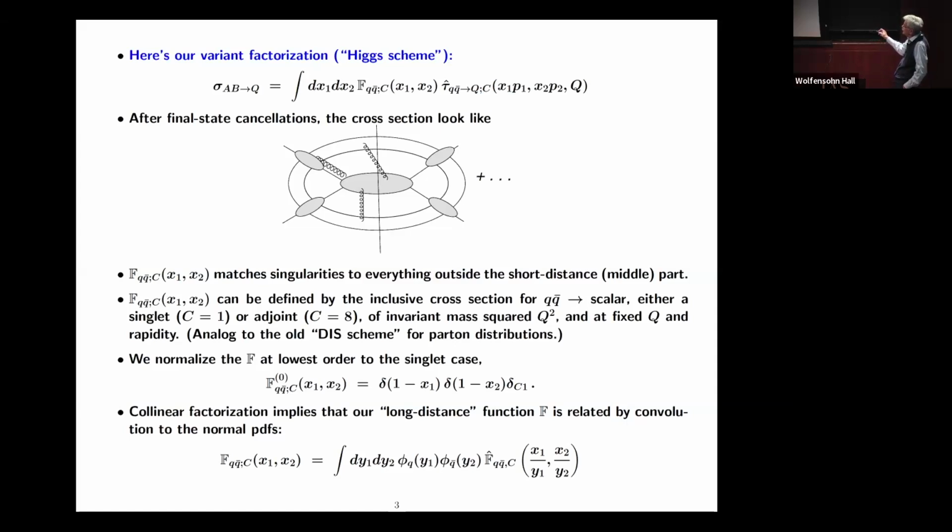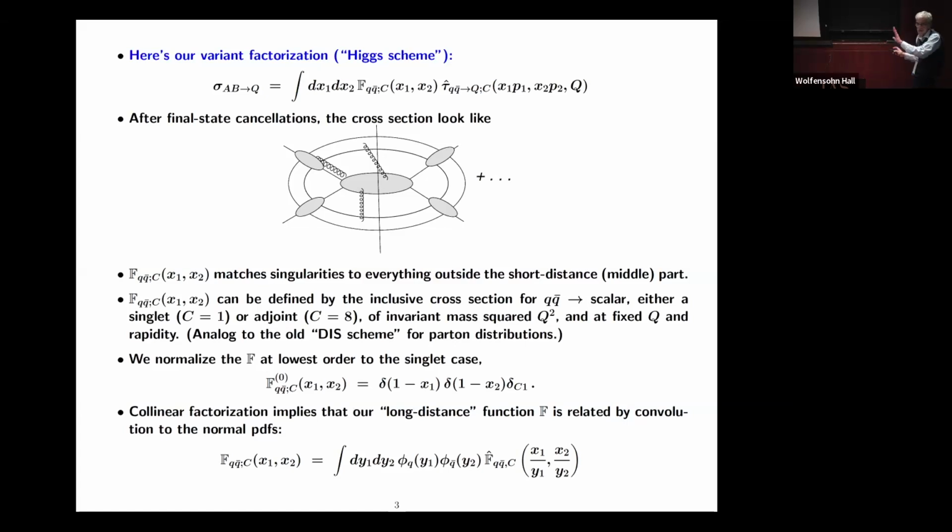This is our short distance function in the middle. There are jets associated with the incoming particles. It's a cut forward scattering, so the whole cross section is part of the amplitude, part of this particular imaginary part, where each of these cuts, as we sum over them, includes all the observed particles. So this F matches singularities to everything outside the short distance, the middle part. The F can be defined by the inclusive cross-section for QQ bar.